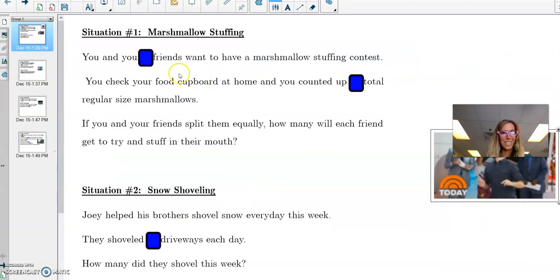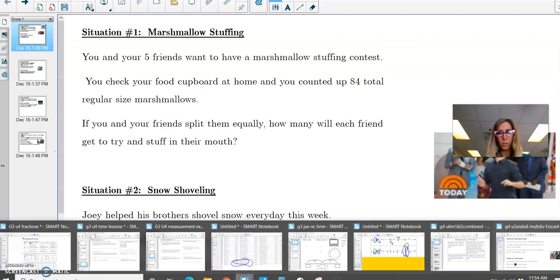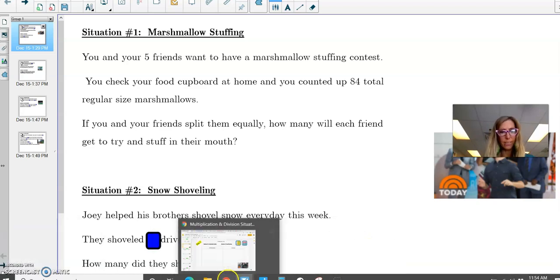So it was this guy. You and your 5 friends. Oh man, 5 friends and you. And how many total marshmallows we got? Let's hope we have a lot. 84! Holy moly. That's a lot of marshmallows. But will it be a lot split amongst you and your friends? Let's see.